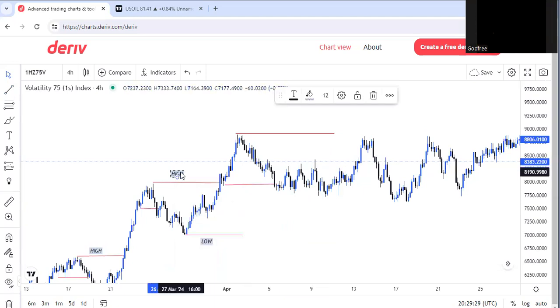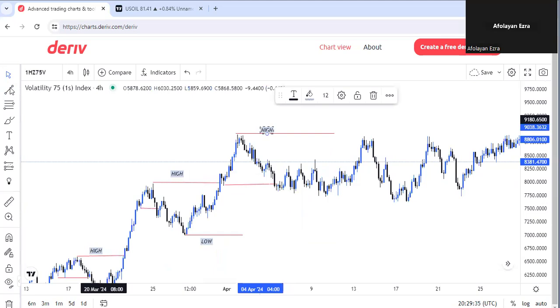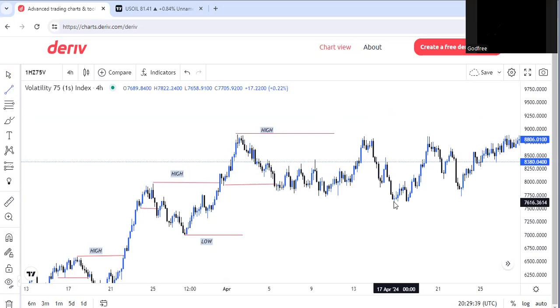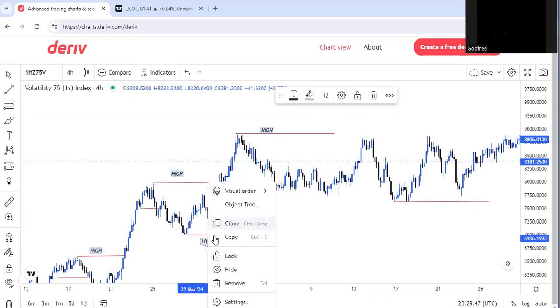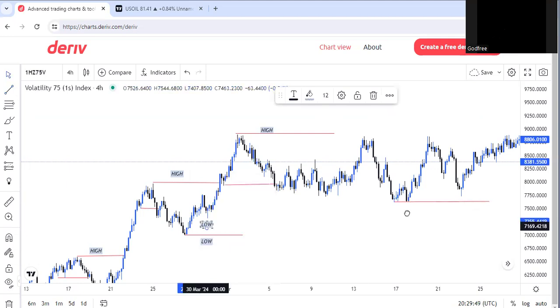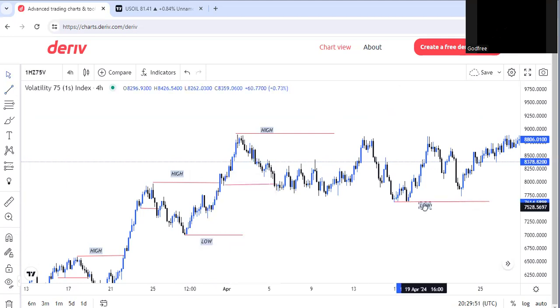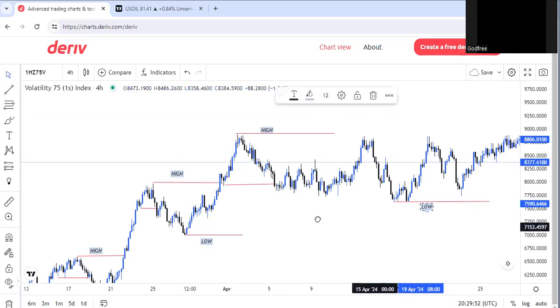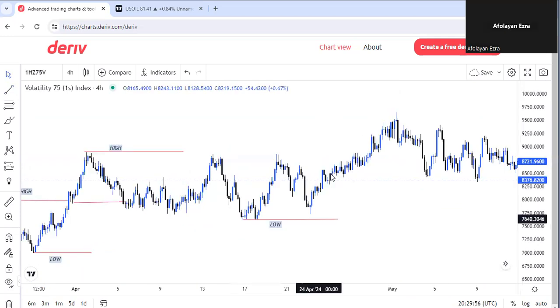So we have that inducement. As soon as that is taken, this place becomes a valid low. So yeah, that place becomes a valid low.